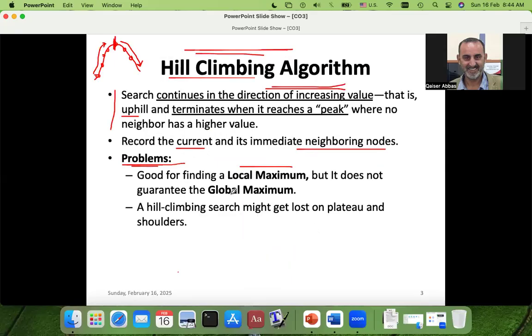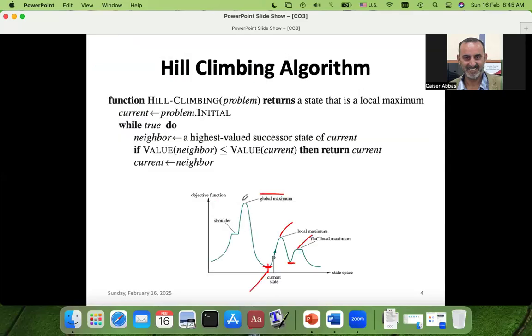But it is not guaranteed to reach a global maximum, because there are some issues in the strategy of this algorithm, and it will not reach the global maximum. That's why it is written here that it does not guarantee the global maximum. If you want to find the global maximum through this algorithm, it is not guaranteed. But you can reach it. How? When we execute this algorithm, you will see.